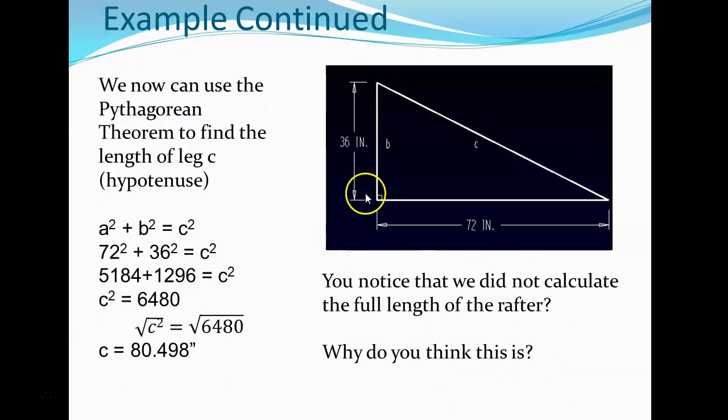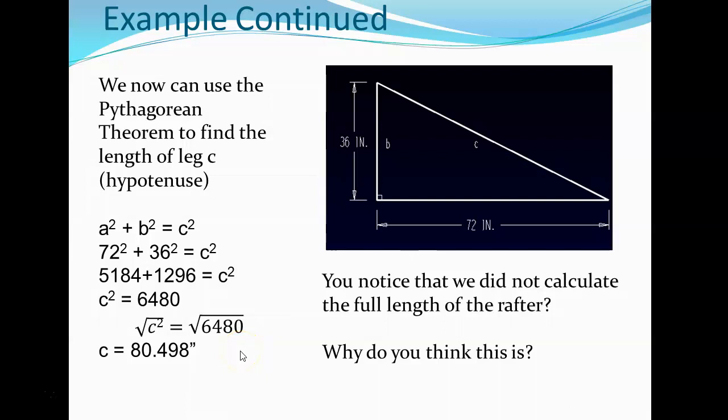So now I have this triangle, 36 and 72, and I have enough information now that I can use the Pythagorean theorem to figure out what the length of C is. A squared, which in this case is just 72 squared, plus b squared, which is 36 squared, is going to give me c squared. Okay, just substituting in, do the math, add them together. I now know that c squared equals 6,480. To find c, I take the square root of both sides, and I know that c equals 80.498.